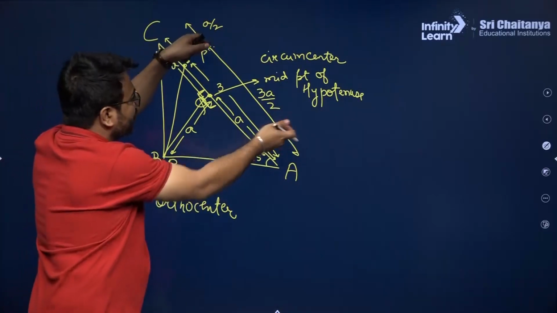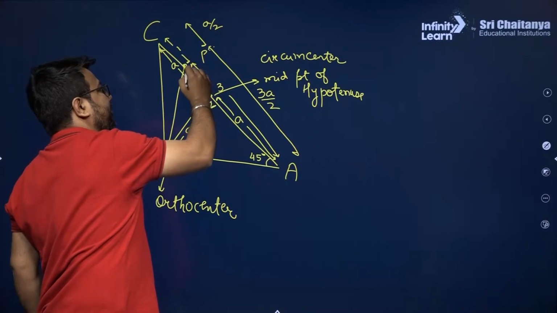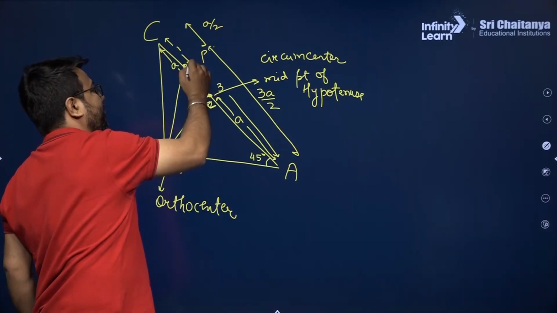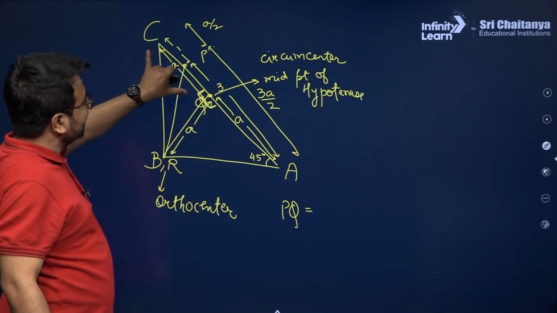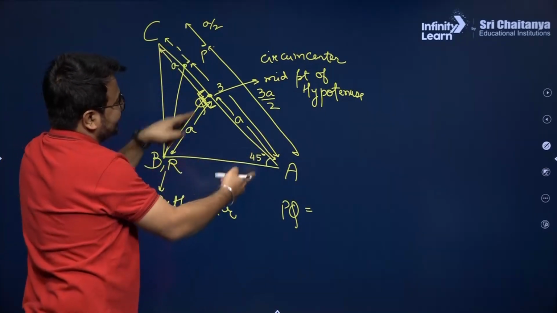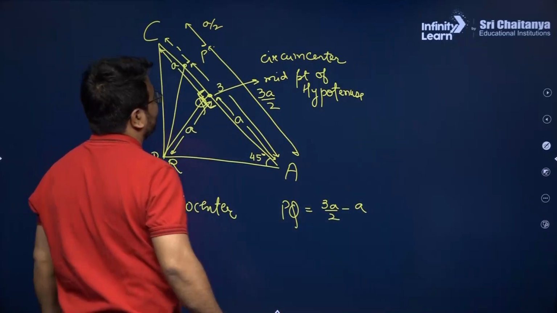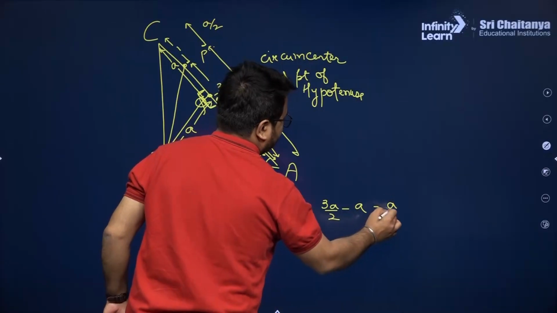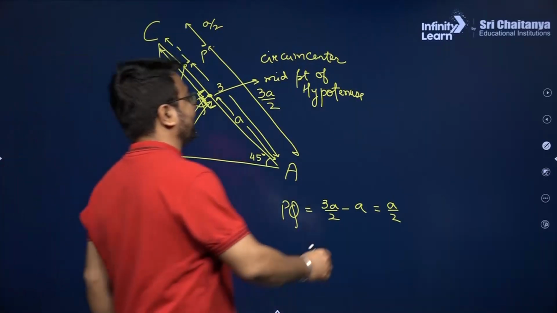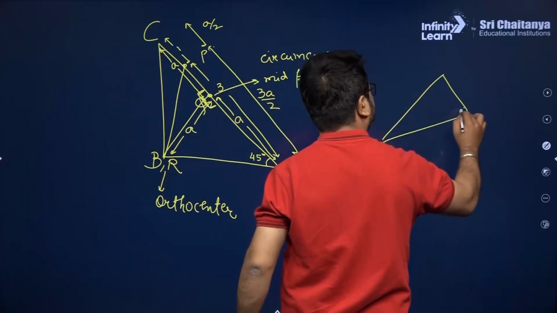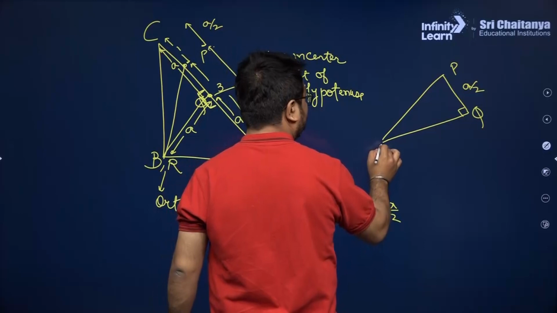Now 3a upon 2 minus a, so this particular length from here to here, that is the length PQ, will be 3a upon 2 minus a. So 3a upon 2 minus a will convert to a upon 2. Alright, so this length PQ is a upon 2. I am talking about this triangle, okay. So this is a upon 2. This is a now.